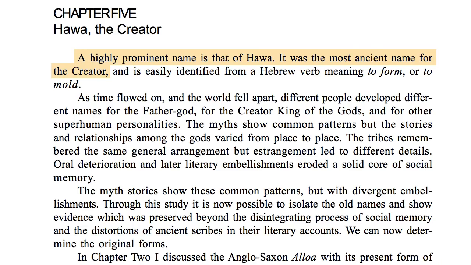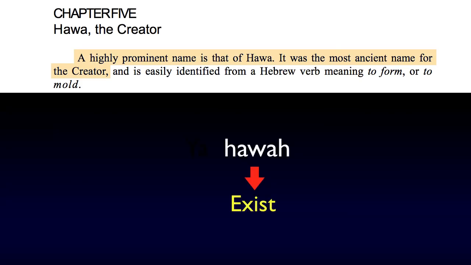It says, a highly prominent name is that of Hawa. Look at this. It was the most ancient name for the Creator. You see that? It says it was the most ancient name for the Creator. Right, because the word Hawa means exists. Now, when you put Yah in front of Hawa, you get he exists.